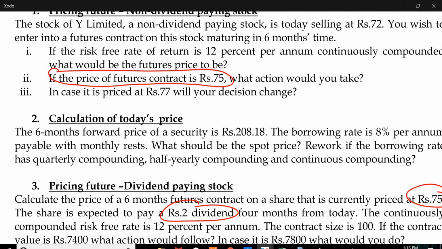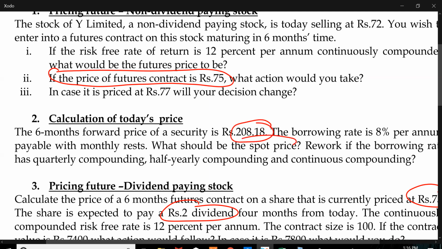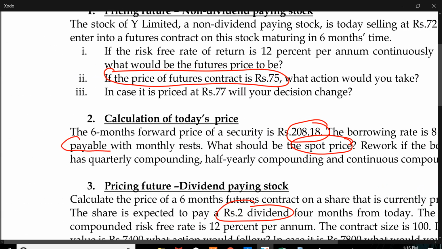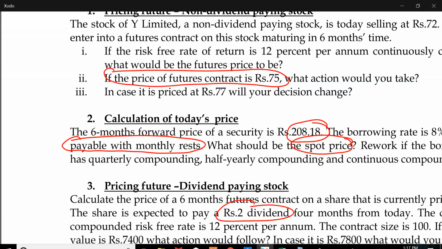In this question, the futures price is available, but the spot price is the missing information. They have asked us to calculate the spot price. Now, please listen. They have said the borrowing rate is 8% per annum payable with monthly rest. So here you are not going to do e power RT. You are going to do 1 plus R the whole power n, with R and n in terms of monthly calculation. Monthly rest means monthly compounding.